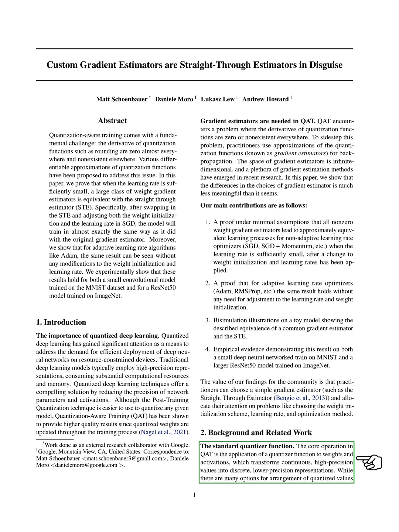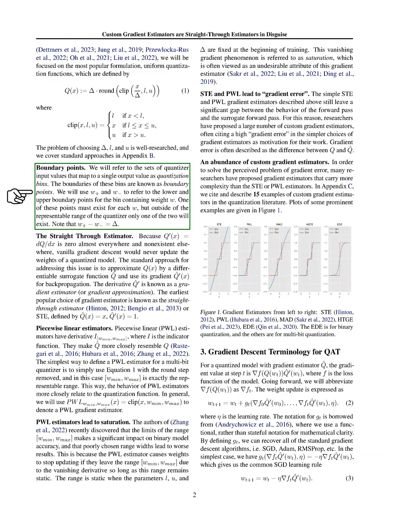Moving on to the background and related work, the core operation in quantization-aware training is applying a quantizer function to weights and activations to convert high-precision values into lower-precision ones. We focus on uniform quantization functions, which map continuous values to discrete representations. The choice of parameters like delta, L, and U is crucial and well-researched. We define quantization bins as sets of input values that map to a single output value, with boundary points marking the edges of these bins.